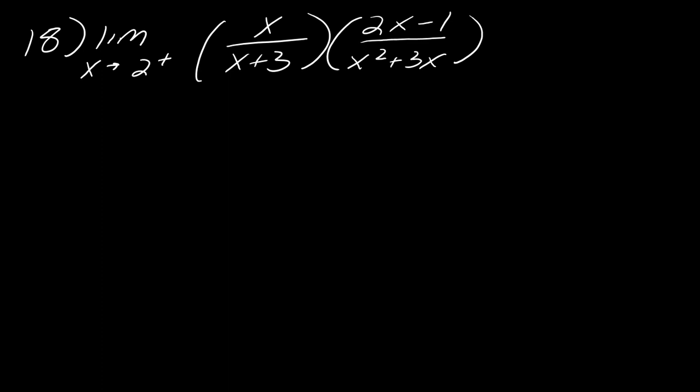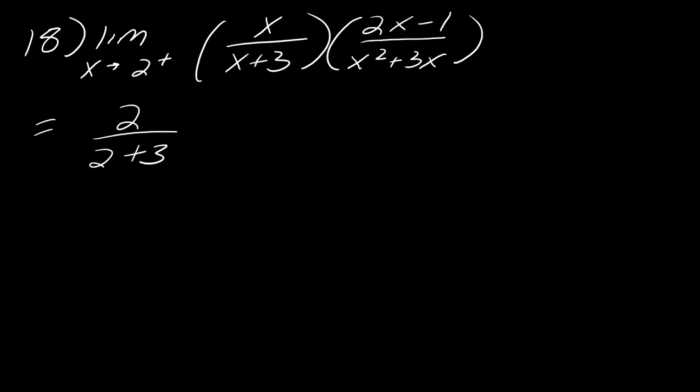So for number 18, we have the limit as x approaches 2 on the right of x over x plus 3, and then 2x minus 1 over x squared plus 3x. Now, the thing that you would want to watch out for here is whether or not this number would give you a 0 in the denominator, which it will not. So even though this is a one-sided limit, we don't really have to worry about it. So don't let the one-sidedness always throw you off.